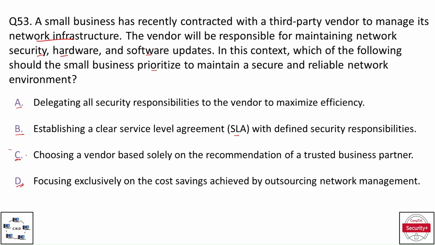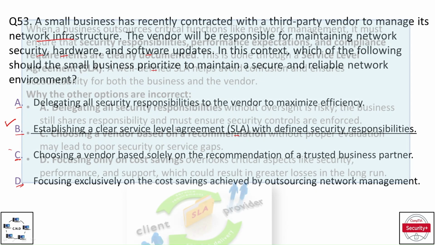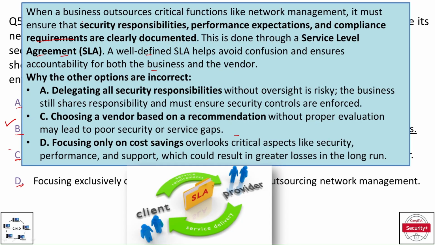And the correct option is option B, establishing a clear service level agreement with defined security responsibilities. And the explanation is, when a business outsources critical functions like network management, it must ensure that security responsibilities, performance expectations, and compliance requirements are clearly documented. This is done through a service level agreement or SLA. A well defined SLA helps avoid confusion and ensures accountability for both the business and the vendor.